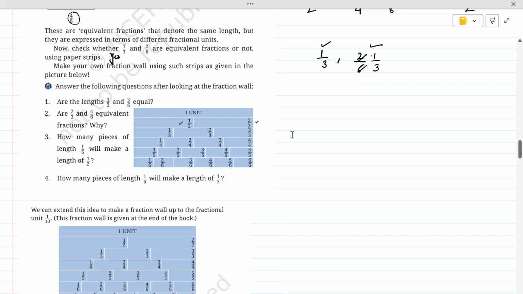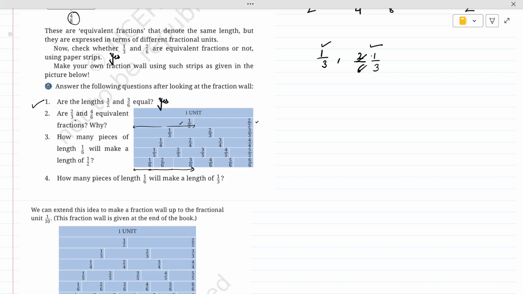So yes, we have seen this is 1 by 2. And if I see 3 by 6 using the wall, it starts from here: 1 by 6, 2 by 6 and 3 by 6. This is 3 by 6, same, this is half. So using the wall, yes, they are equal. Simplifying them, yes, they are equal. So we will write yes.